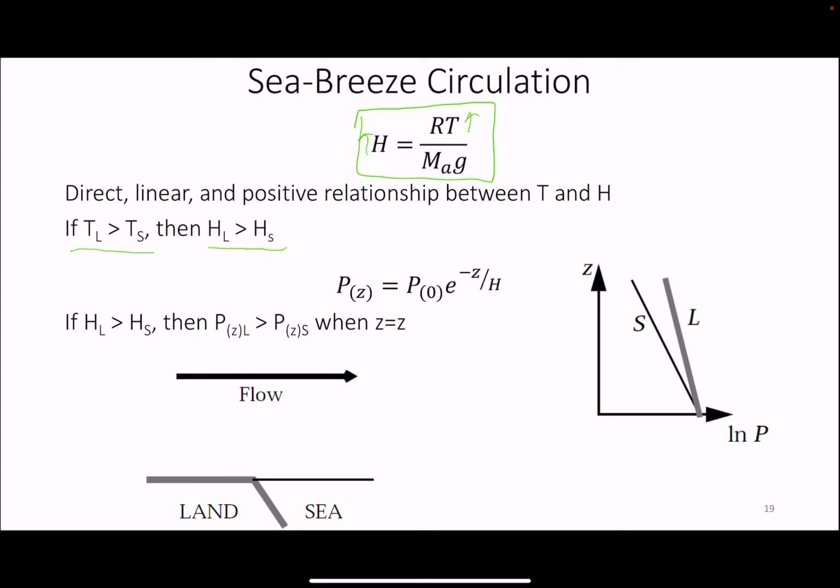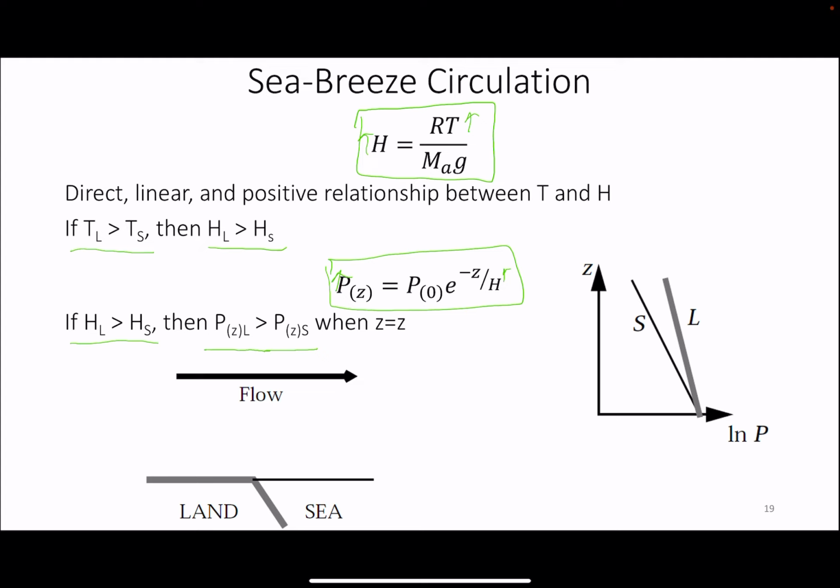And so if we take that information and we look then at this equation, so now if h has increased, and h over the land is greater than h over the sea, then pressure at a given altitude z is also going to be greater. So the pressure at a given altitude z over the land is greater than the pressure at a given altitude z over the sea. And that is assuming that you're at the same height. And in this case, we are indeed assuming you're at the same height.